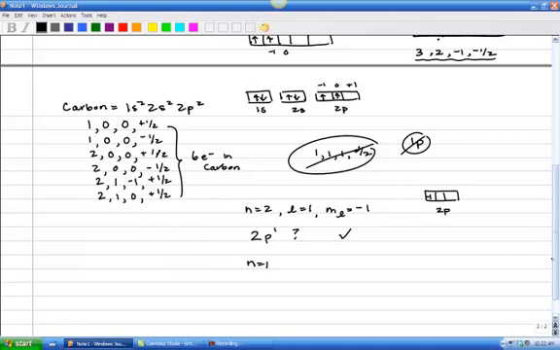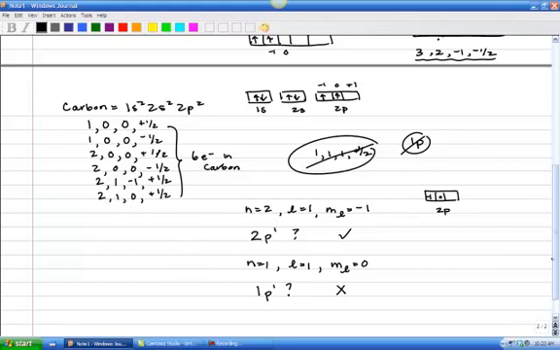N equals 1, L equals 1, m sub L equals 0. So again, I'm decoding it. Okay, 1. L of 1 is P, and m sub L of 0 with the P is going to be in the center box. Now, can that be? Can we have 1p1 being in the center box? The fact that it's in the center box really doesn't matter, because technically in the P sublevel you could fill the second box before the first because they're of equal energy. That's not the problem here. The problem is there's no such thing as 1p. So this is one that is not allowed.